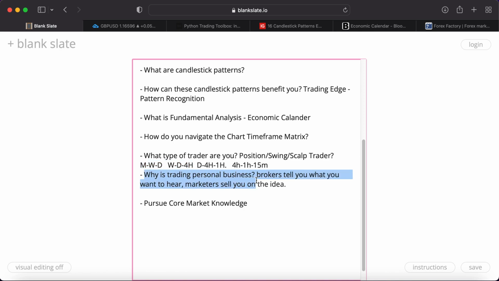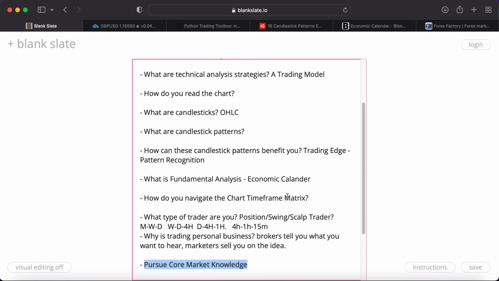So why is trading personal business? Brokers tell you what you want to hear and marketers sell you on the idea. That's just the reality. Brokers will get you really excited and they'll push the bank's education on you. And marketers will sell you the idea that you're going to be rich, that you can make so much money, and they're really going to try to reel you in on the idea. But ultimately, none of that's really possible. Success in trading isn't possible unless you pursue core market knowledge.